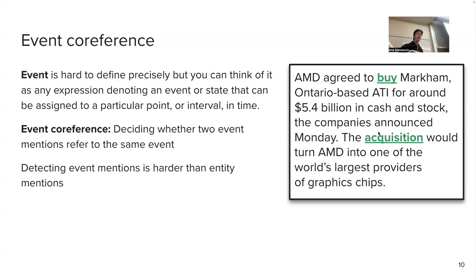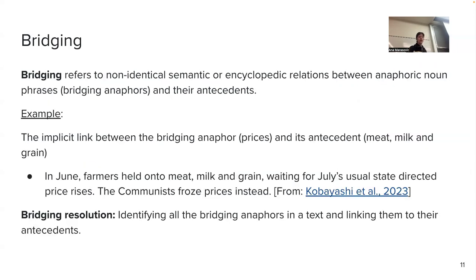And again we have two subtasks: finding all the mentions of events, and then deciding whether they co-refer or not. Deciding whether something is an event is way harder, because you can think of a gazillion edge cases, basically, is the issue. But the examples here are buying and acquisition. And then we get into more funky territory.